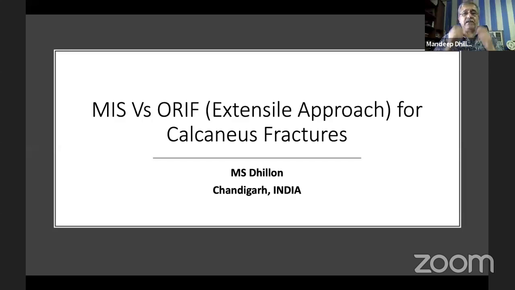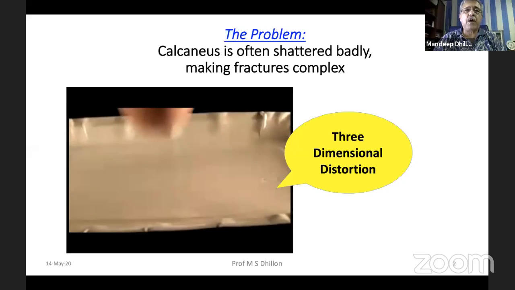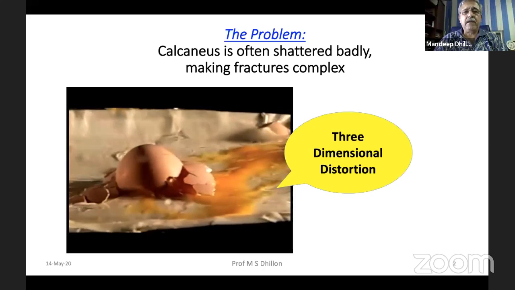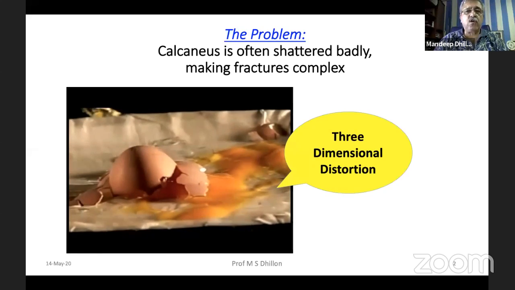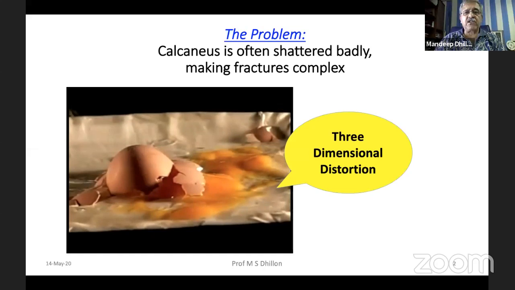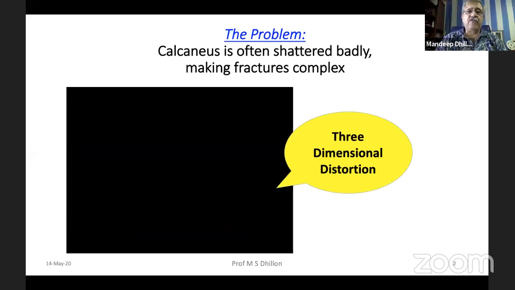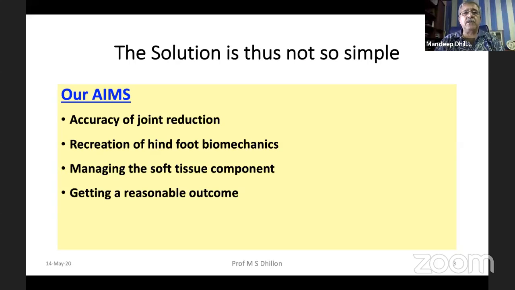The webinar today is on minimally invasive surgery for calcaneus fractures. I want to start by describing the advantages and disadvantages of MIS versus ORIF, which is the extensile approach for calcaneus fractures. Usually the problem with the calcaneus, as has been discussed, is that it breaks badly, the fracture is complex, and the distortion is three-dimensional. So your reduction involves multiple maneuvers, where you have to get the tuberosity in one place and the facet in another. All that needs to be done in a specific way, and therefore the solution is not so simple.